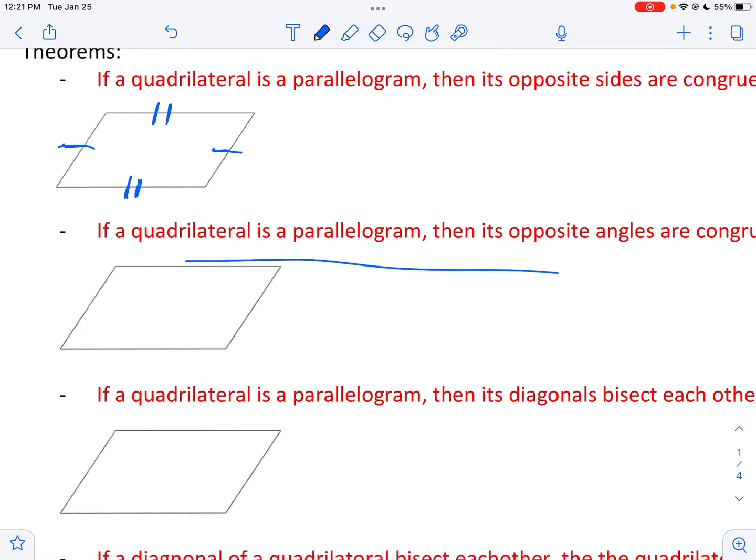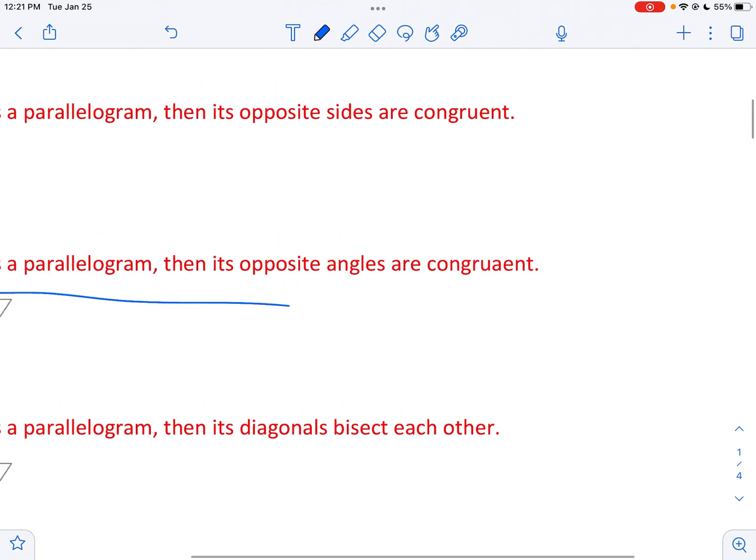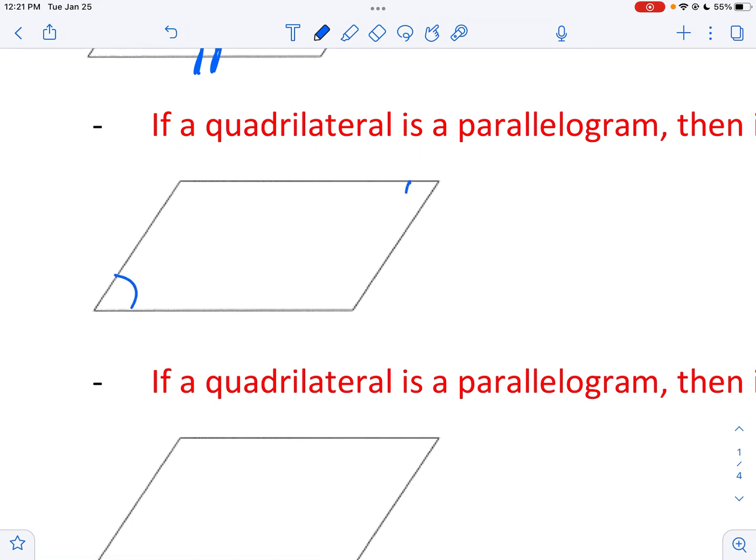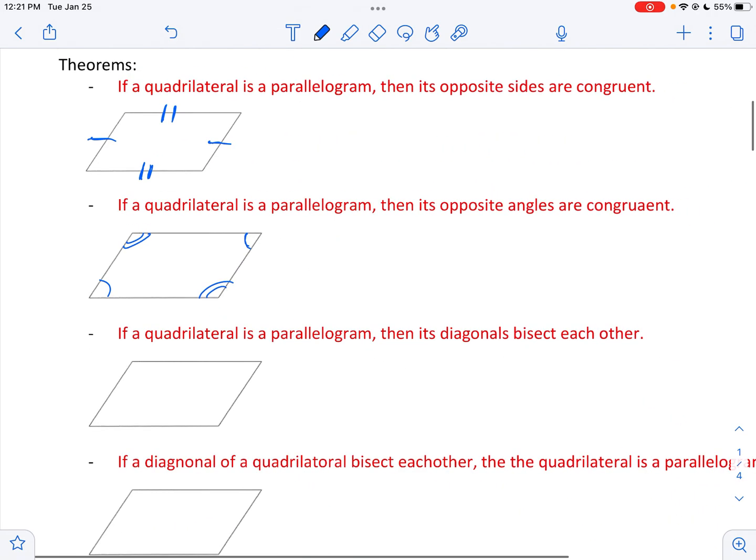Next one, if a quadrilateral is a parallelogram, then opposite angles are congruent. Meaning, this angle here and this one straight across from it are congruent. And then these two here are also congruent. That's going to show up too.